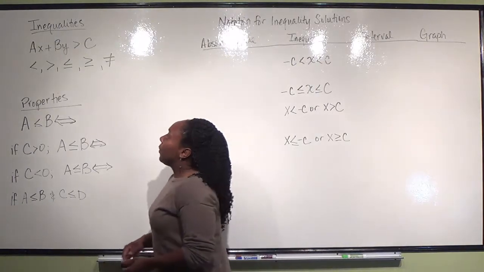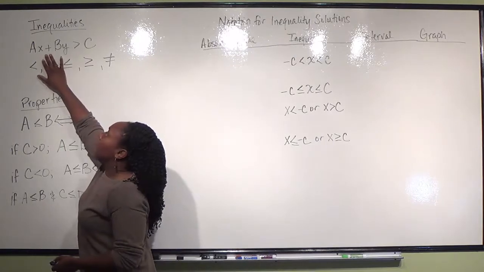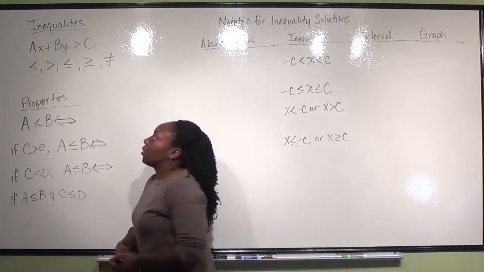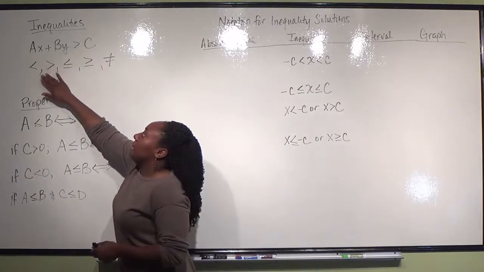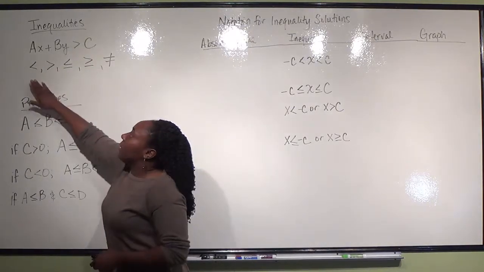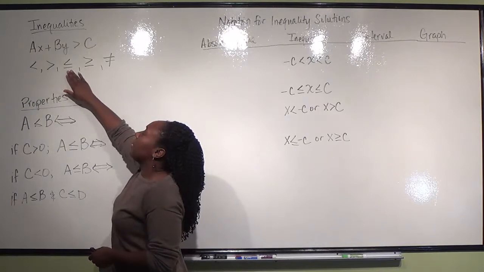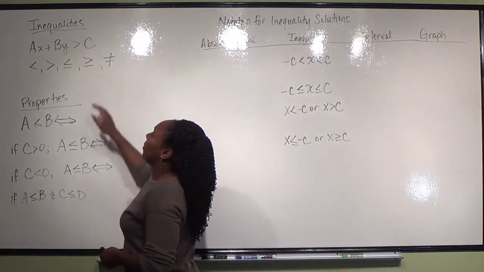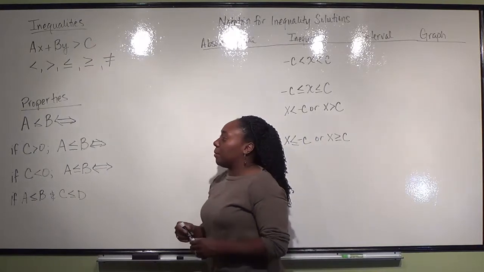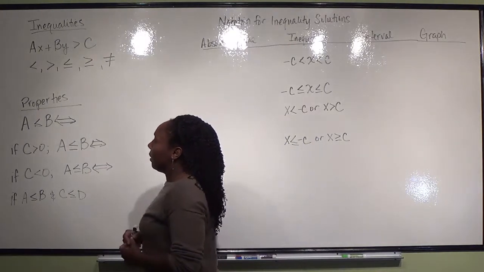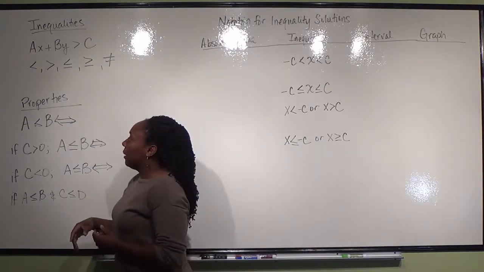Okay, so a linear inequality is anything of the form ax plus by greater than c, where this greater than can be any of our inequality symbols: less than, greater than, less than or equal to, greater than or equal to, or not equal to. Okay? And some of the properties that we get for these inequalities are the following.